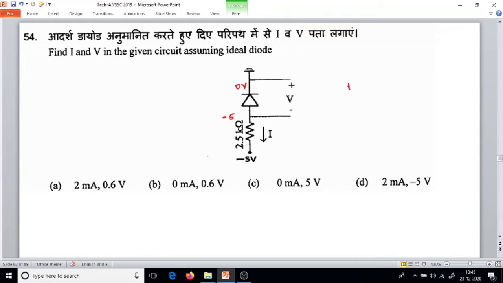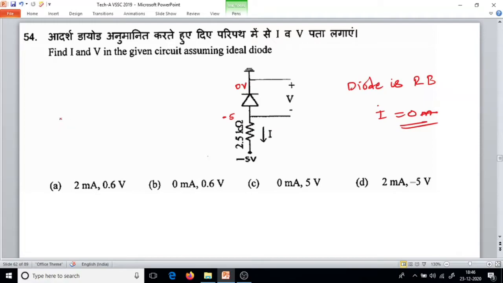That means the diode is reverse biased, so current should be zero. So I equal to 0, 0 milliamps or 0 amps, whatever it is, I equal to 0. Now we got I equal to 0. That means the option is one of these, either B or C.